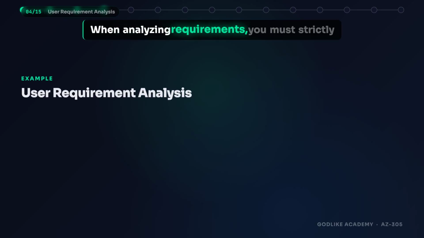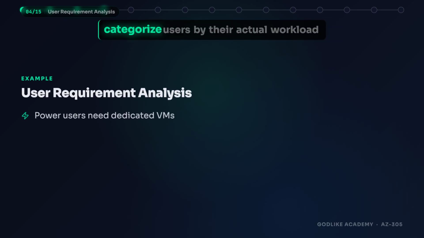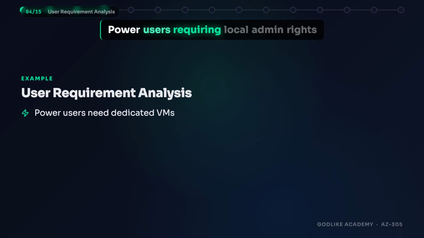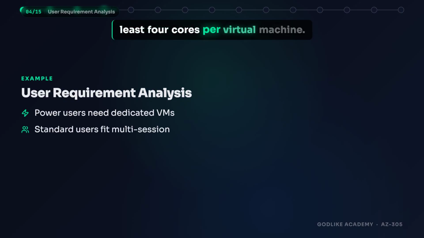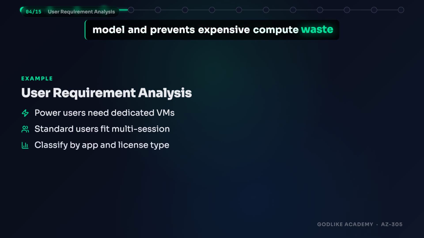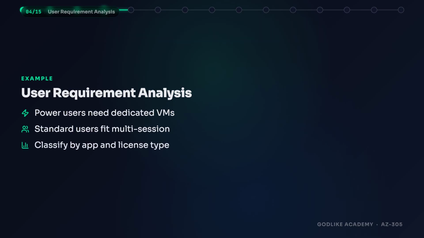When analyzing requirements, you must strictly categorize users by their actual workload patterns. Power users requiring local admin rights or legacy line-of-business applications demand dedicated host pools with at least 4 cores per virtual machine. Standard office workers can safely share resources across pooled VMs. This classification directly dictates your cost model and prevents expensive compute waste during quiet hours.